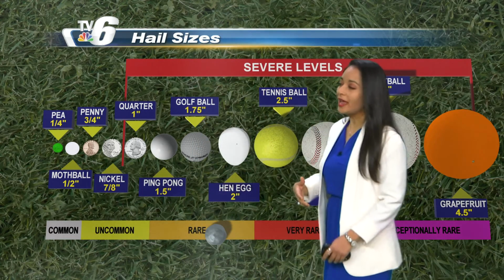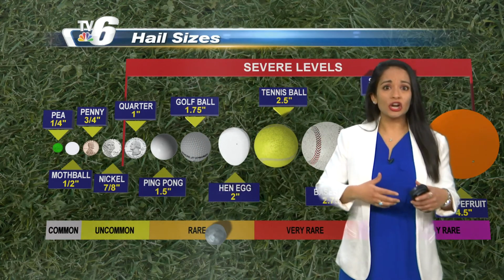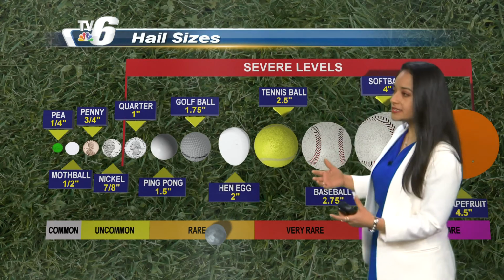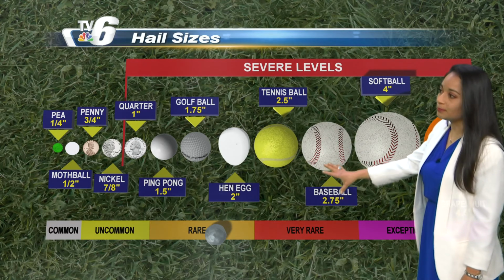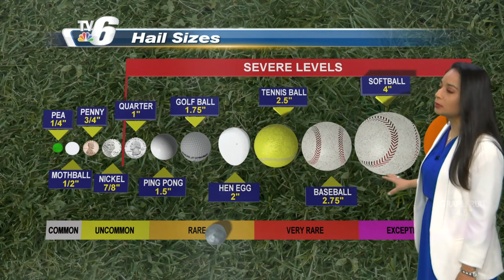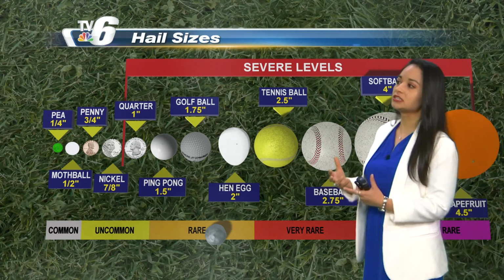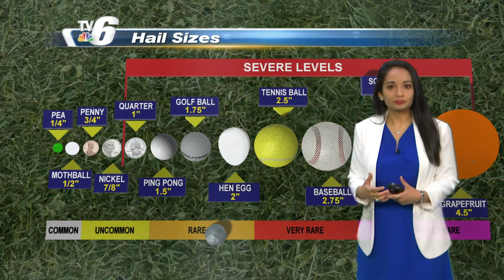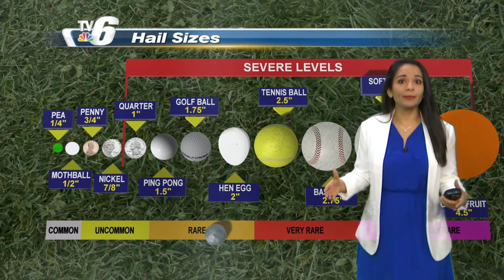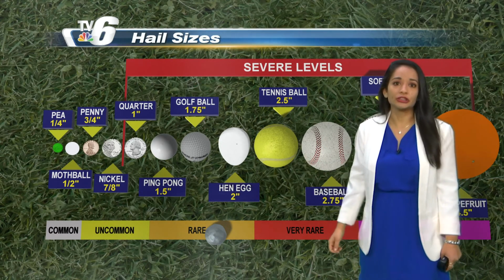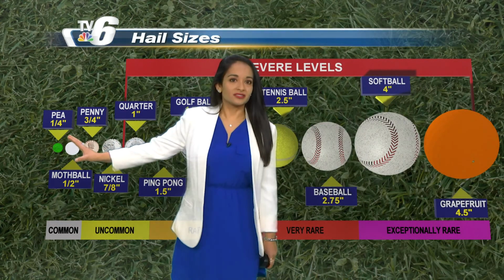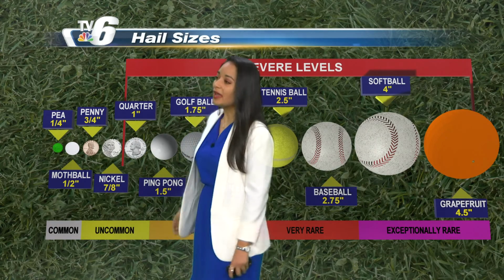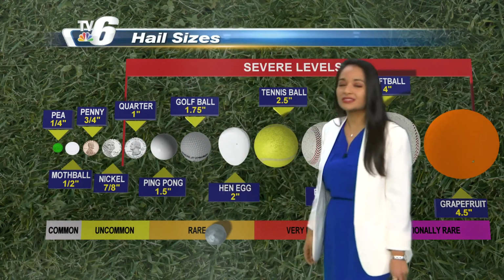But if you head off to the plains or the mountainous areas of the Rockies, that's where you will tend to see large hail, like baseball-sized hail or softball-sized hail, if all the right conditions come together. So it is not common to see very large hail in the UP. Generally, it is more common to see these small size hail. Penny, pea-sized hail, nickel-sized hail.